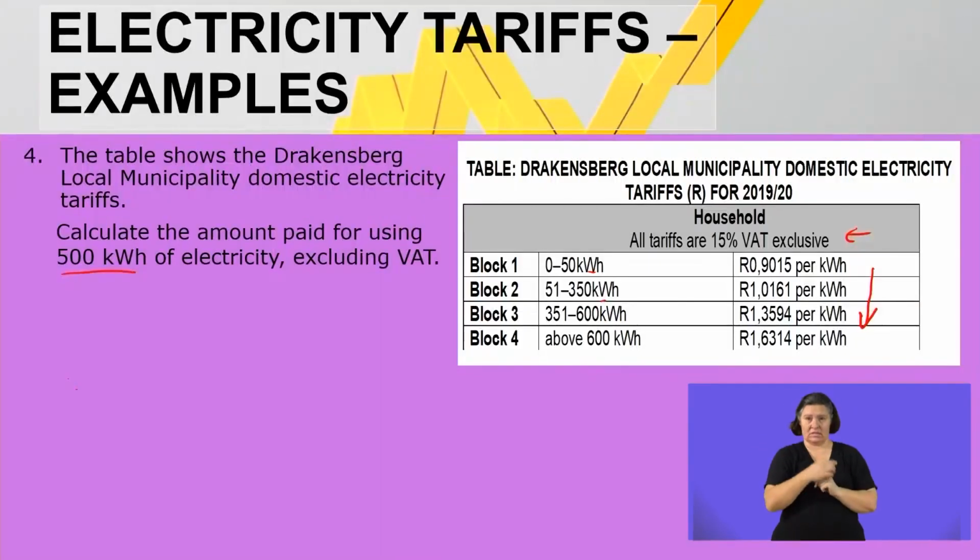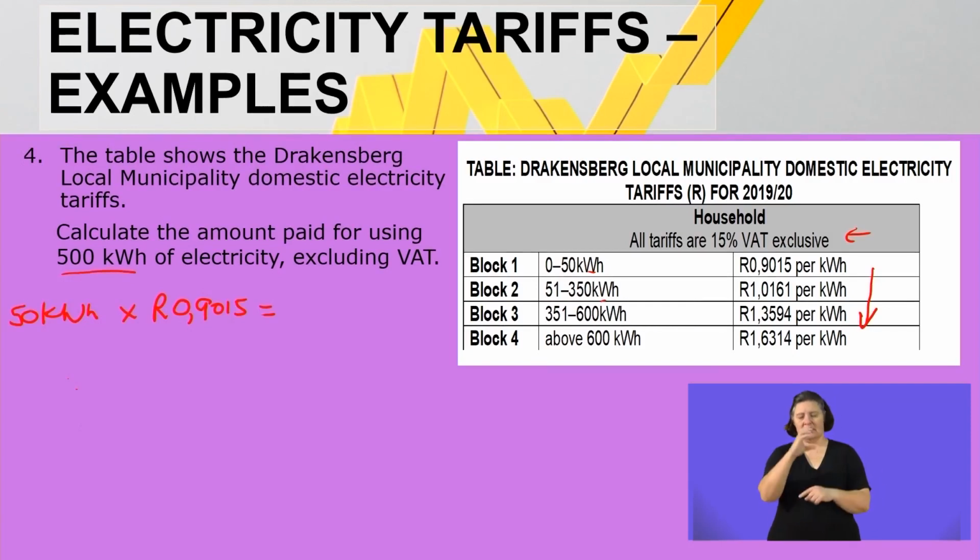So what are we saying through this? In block number 1, I'm allowed to use up to 50 kilowatt hours of electricity at a cheaper rate of 0.9015 per kilowatt hour. So I'm going to say 50 multiplied by 0.9015, rands per kilowatt hour, to see what I'll pay for the first 50 kilowatt hours. So I'm going to say 50 multiplied by 0.9015 as indicated there. So for the first 50 kilowatt hours of electricity, they will charge me 45 rand, and basically 8 cents. But I will round off at the end.